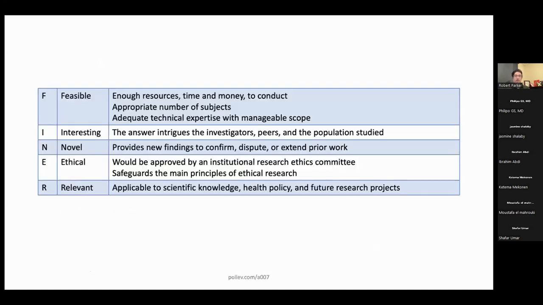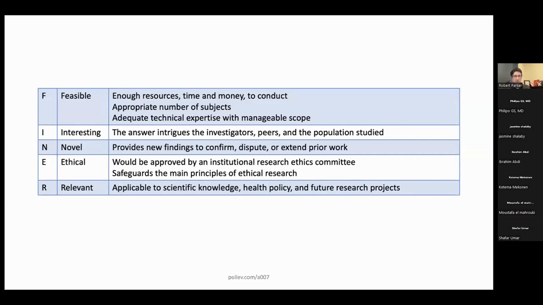So when I think about designing a study, we want to use the FINER criteria. Is the study feasible? Is it interesting? Is it novel? Is it ethical? And is it relevant? So for feasibility, do we have enough resources, time, and money to conduct a study? Do we have the appropriate number of subjects? Do we have adequate technical expertise with manageable scope to the project?